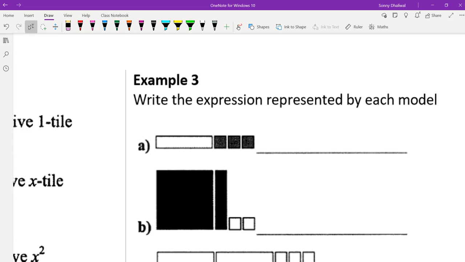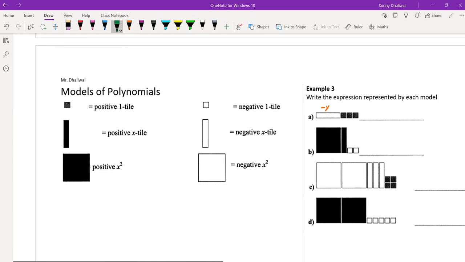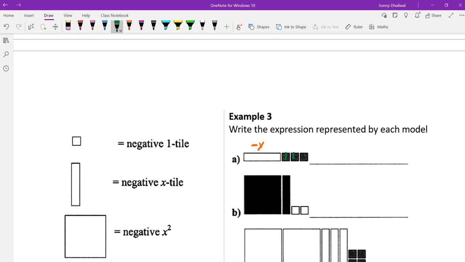Yes, Izzy. The rectangle represents x's. That's right, it'd be negative 1. But is black positive or negative? Sorry, is white positive or negative? Negative. So it'd be a negative here. What do the small boxes represent? Going to the legend, positive 1, 1, 1. How many do we have? 3. Positive 3. So our expression is negative x plus 3.